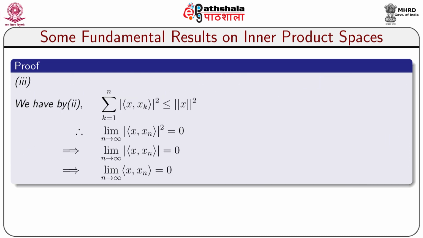Now, for the proof of 3, we have by 2, sigma k equal to 1 to n modulus of inner product x comma xk whole square is less than or equal to norm of x square. Therefore, limit n tends to infinity of modulus of inner product x comma xn whole square is equal to 0. This implies limit n tends to infinity modulus of inner product x comma xn equal to 0. This implies limit n tends to infinity inner product x comma xn is equal to 0.